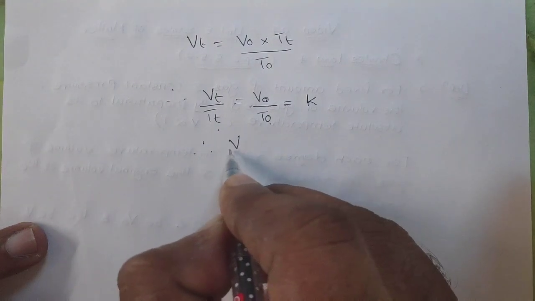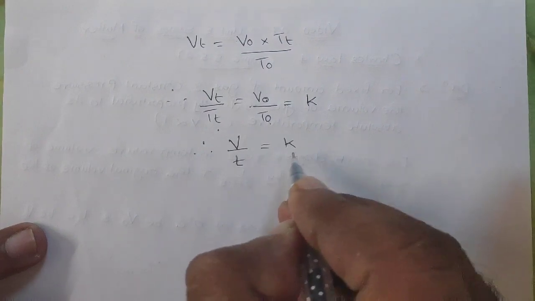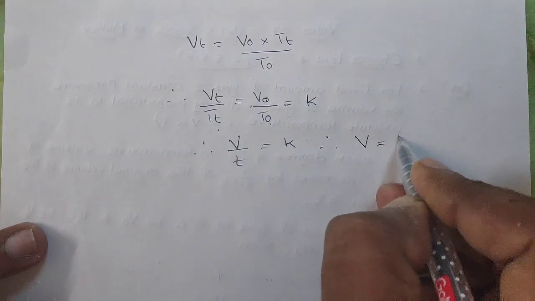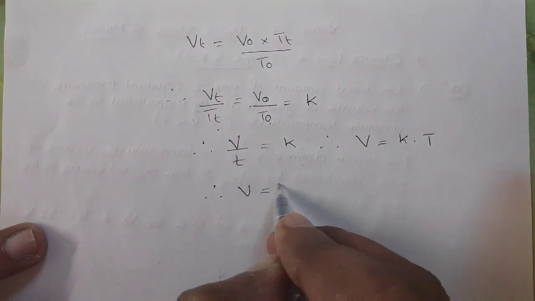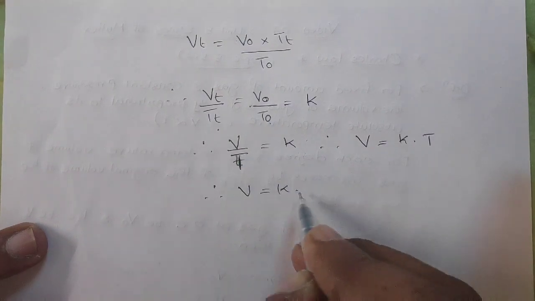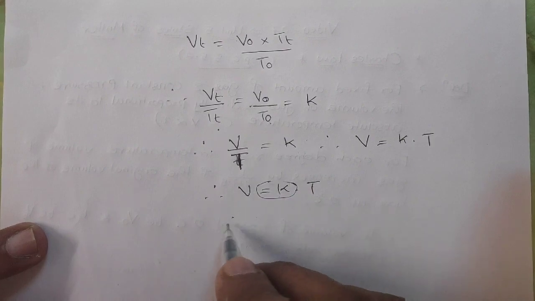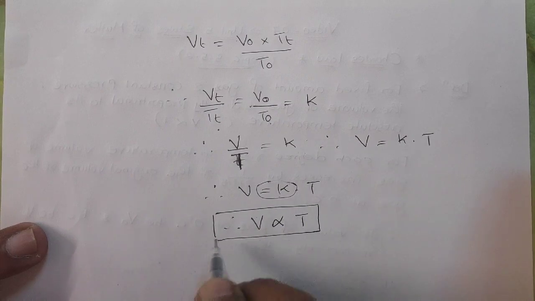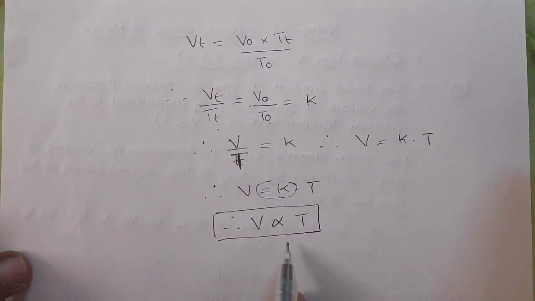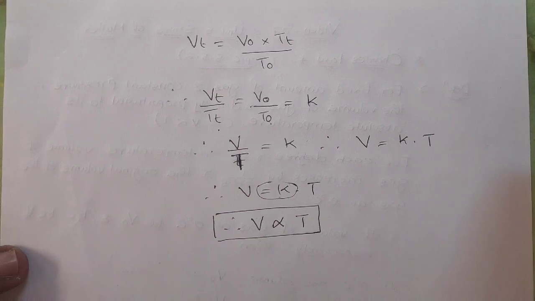So therefore, instead of this I will just substitute V by T is equal to K, or we can also write V is equal to K into T. If I remove this proportionality constant, V is directly proportional to T. So this is the relation we got for Charles law. Till here you have to derive in your fair book. Now the next part.